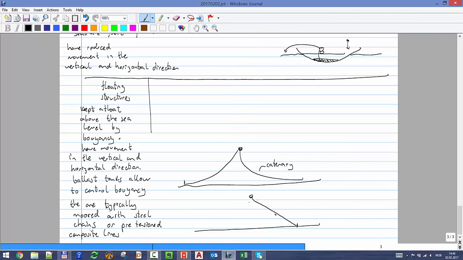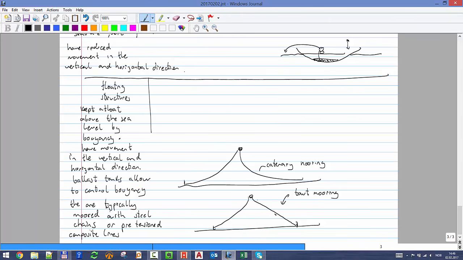And here you have the anchor point. If you are using this particular type, this is called taut mooring. This is called catenary mooring. If you are using catenary mooring, you use these very big steel chains. If you are using taut mooring, it has to be tensioned, and to have this elasticity, you need some composite material. So now finally we go to what goes inside the box.